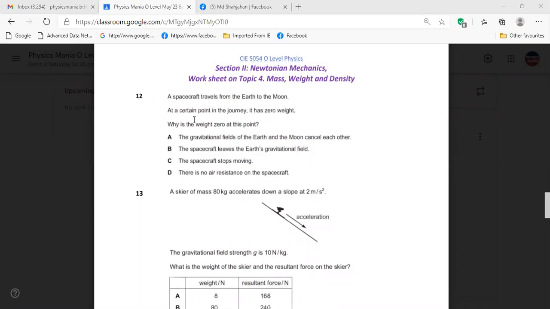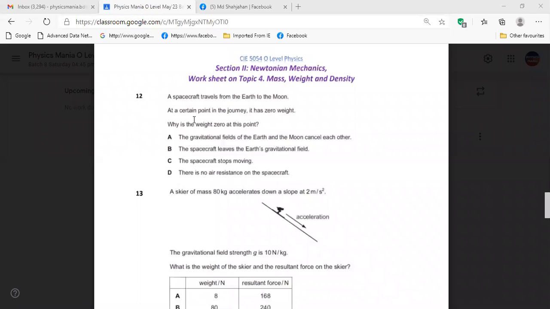A spacecraft travels from the Earth to the Moon. At a certain point in the journey, it has zero weight. Why is there zero weight at this point? Sir, I think the answer is B. The spacecraft leaves the Earth's gravitational field. Yes, correct.